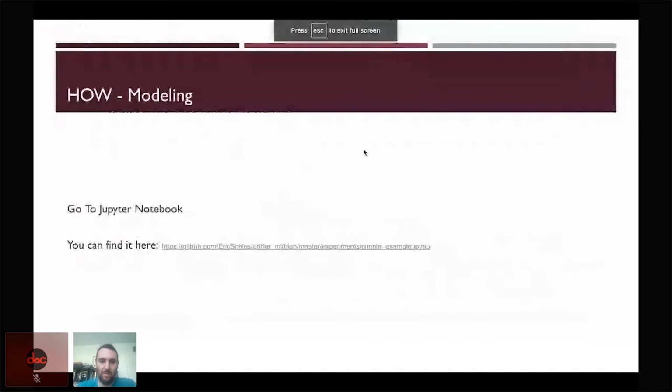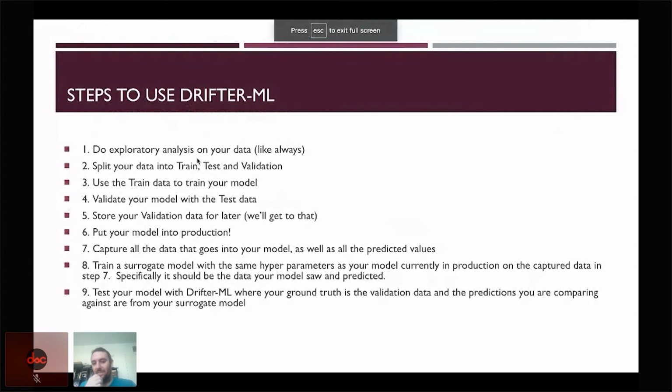Anyway, let's move on. Just to lay out the steps, because this was a bit rambly: we do exploratory analysis. You split your data into test, train, and validation. It's very important that you have the validation data. You use the training data to train your model. You validate your model with the test data. You store your validation data for later.